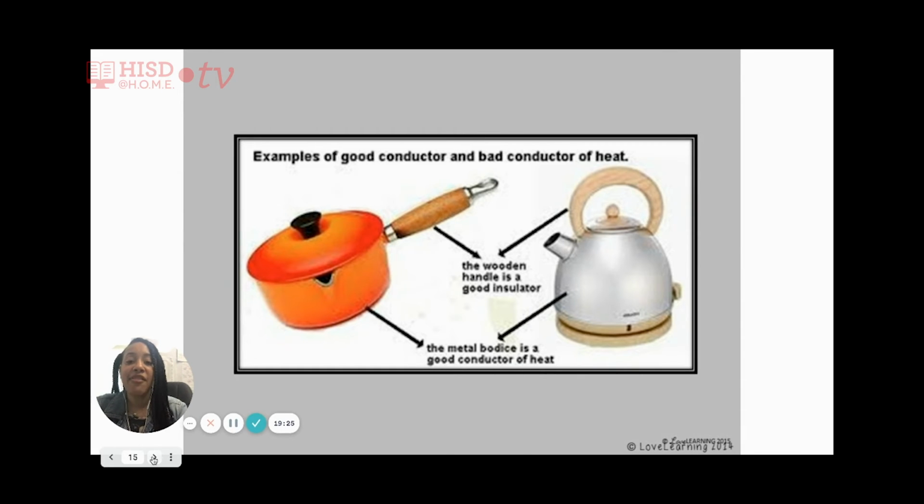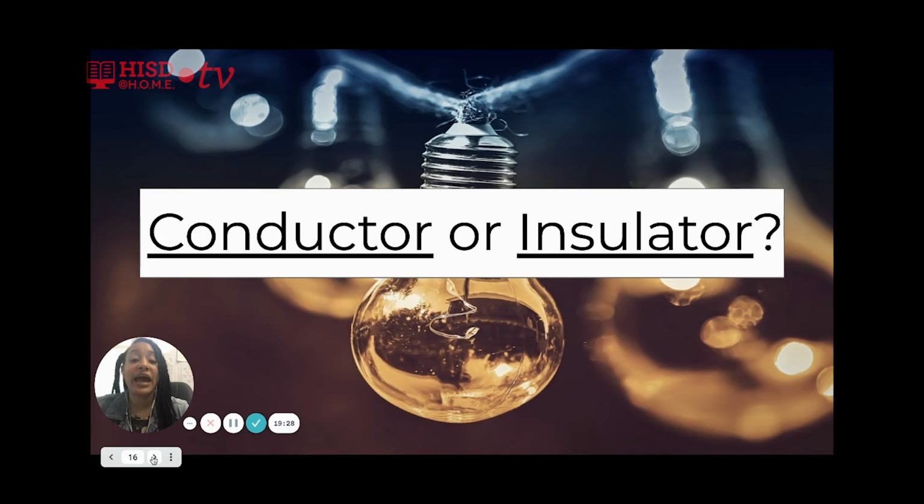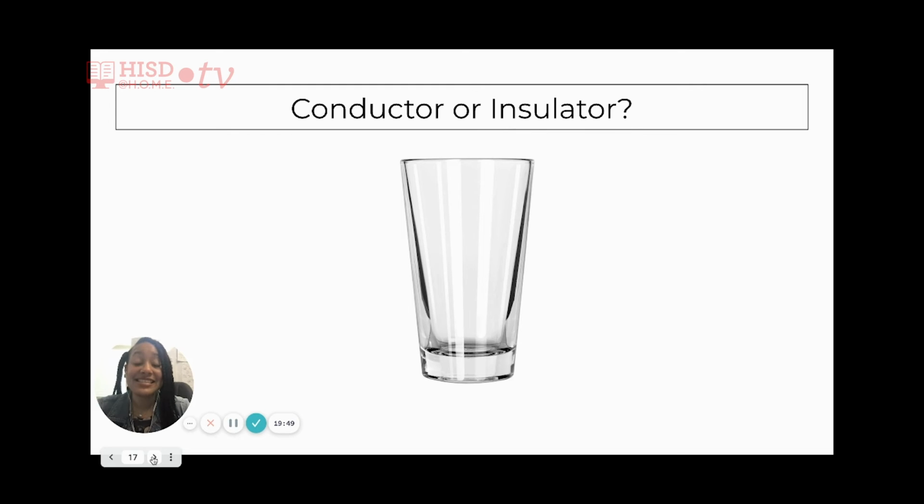All right. So now that we know the difference between a conductor and an insulator, I'll show you a picture and I want you to tell me which one it is. Are you ready? I'll give you a few seconds to review your notes and understand the difference between conductor and insulator, and then we'll get started. All right. So, first picture: is this an example of a conductor or insulator? And not only do I want you to tell me, I also want you to tell me why.